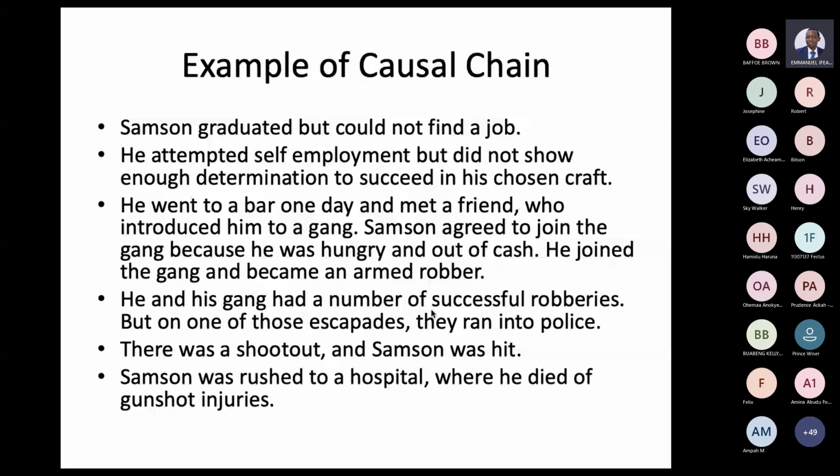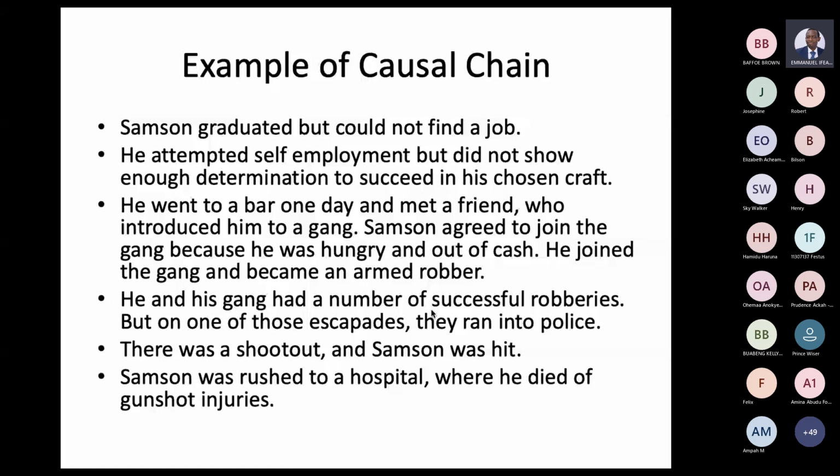Samson was shot and rushed to the hospital where he died of gunshot injury. So this is one long chain of causes from unemployment down to the shootout with the police. One thing leading to another. That's what we call a causal chain.